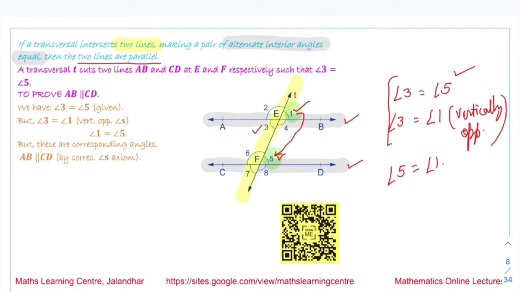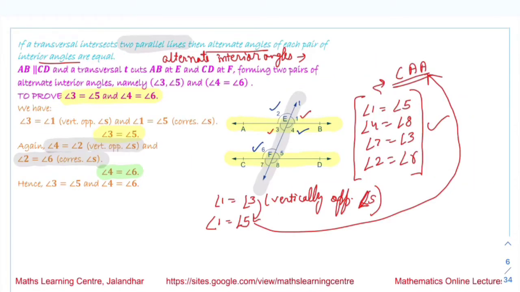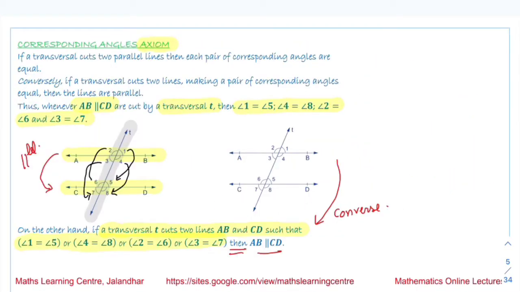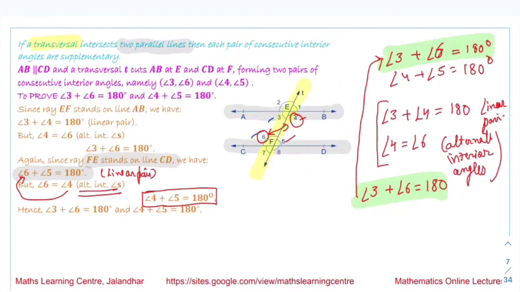We have done it in two parts. This is basically the converse of the corresponding angle axiom. We are saying that AB is parallel to CD because corresponding angles are equal.